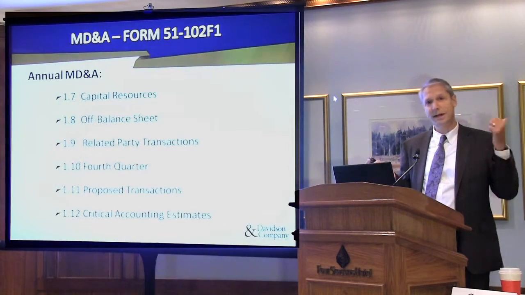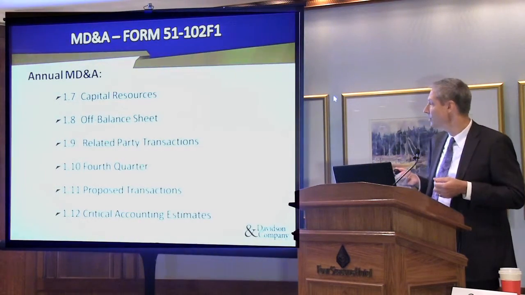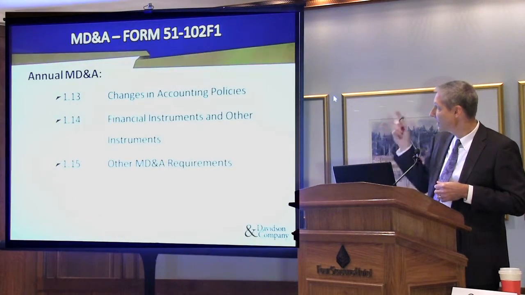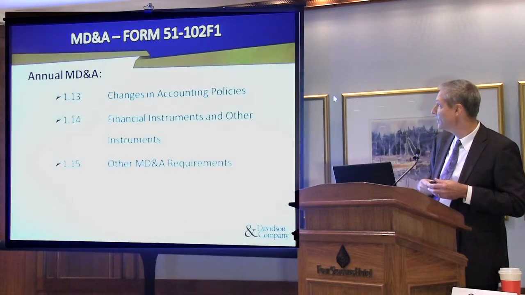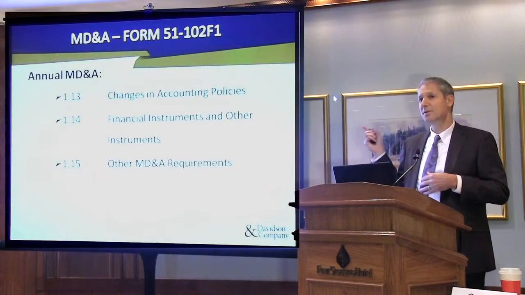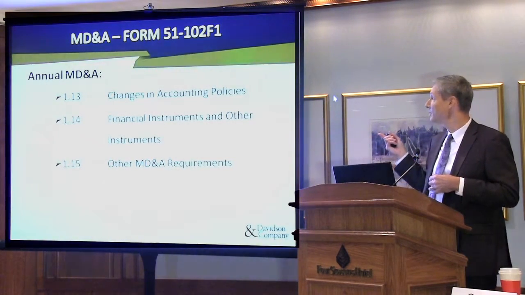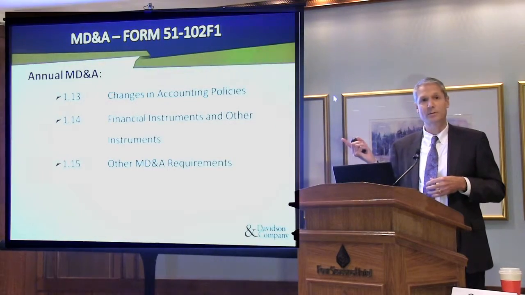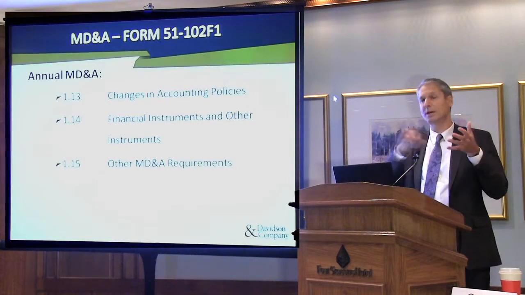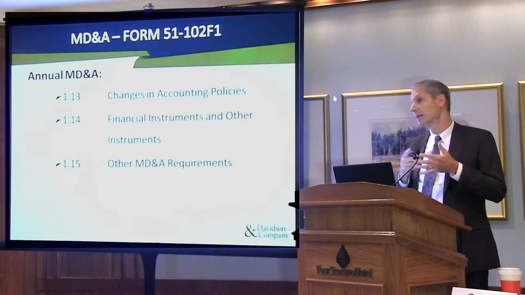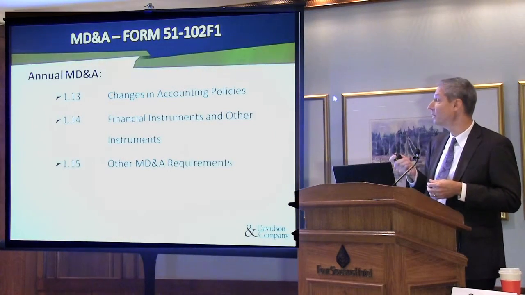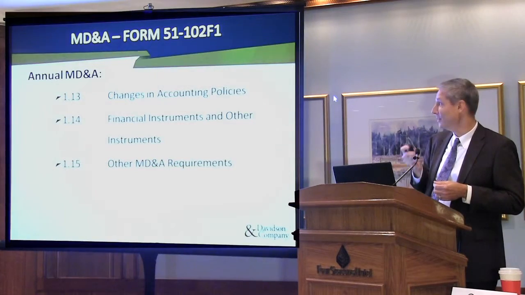Fourth quarter results. Heck, you've reported on the last 3 quarters. This is your time to report on your fourth. Any proposed transactions, critical accounting estimates, changes in accounting policies, financial instruments, other MD&A requirements. So this is all sitting there in this form. I can tell you it's all also sitting in our audit files, because as part of the review for an MD&A, this list that you see now is what we use to go through that a company has completed the requirements really as put out there by the regulators. So this is what we use when we're reviewing your MD&A, along with a little bit of experience.